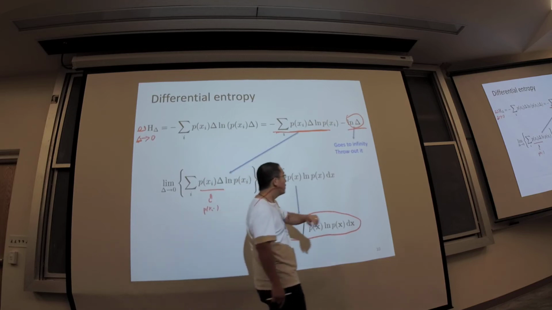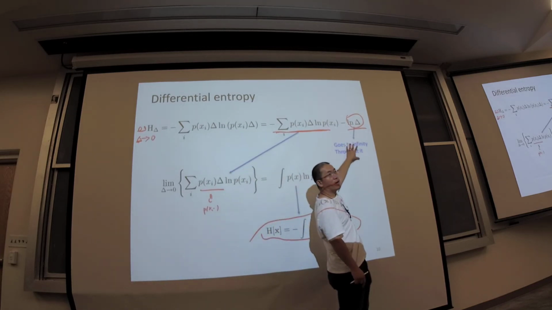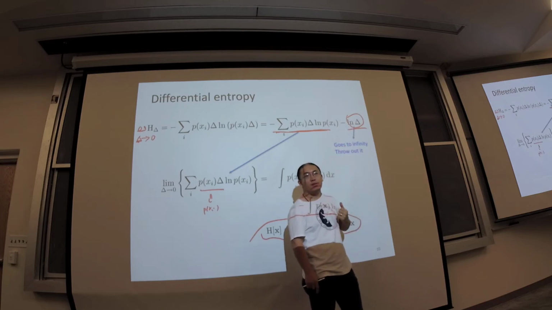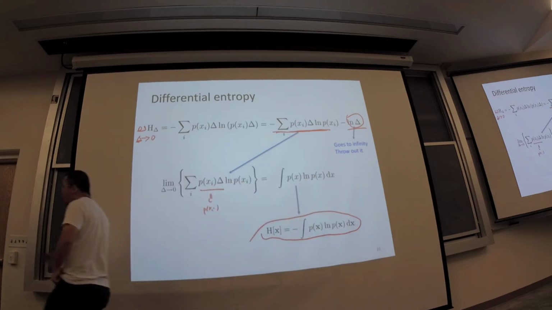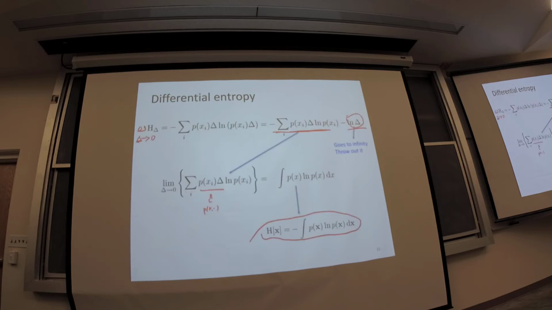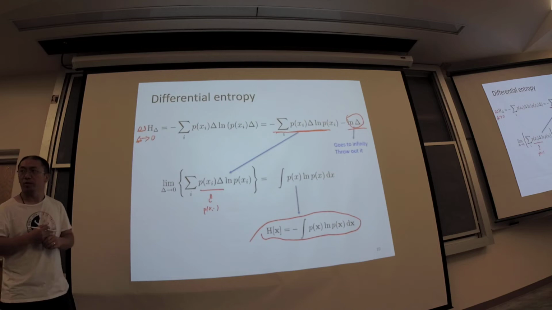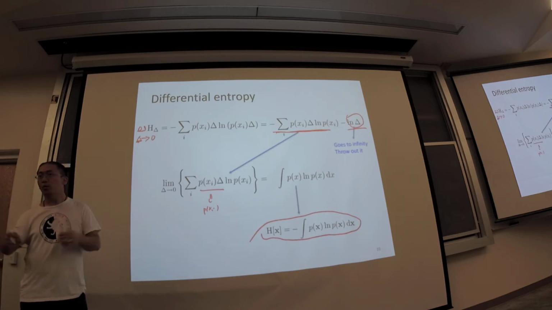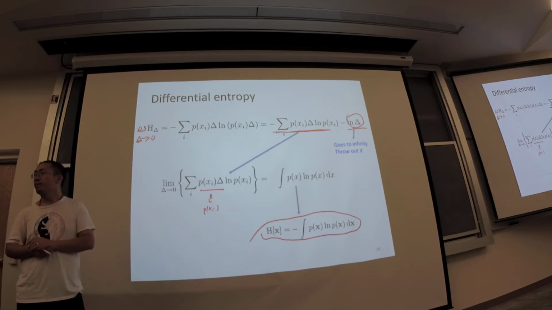But does it mean this positive infinity term is just meaningless? The answer is no. From coding theory, what does it say? It just means if you really want to code a continuous random variable, the length of your code will be infinite. That means you cannot code any continuous random variable 100% accurately.